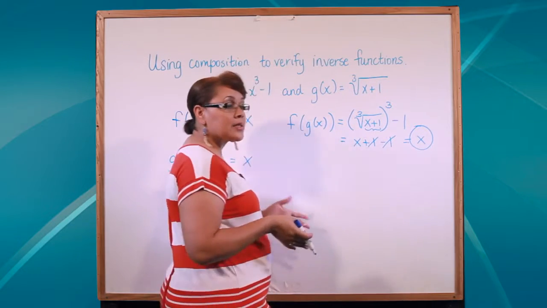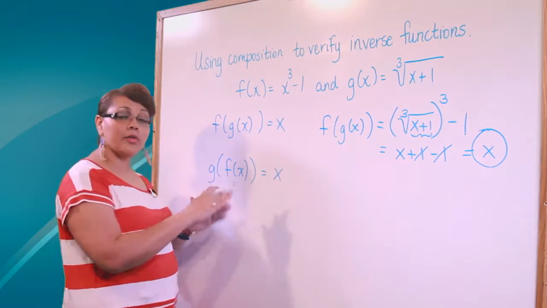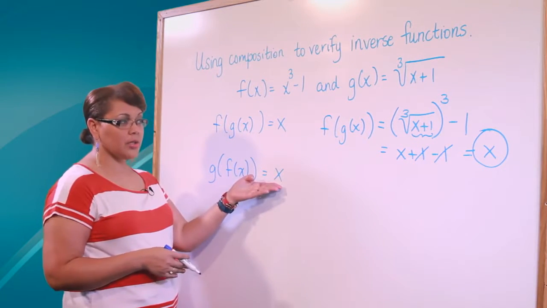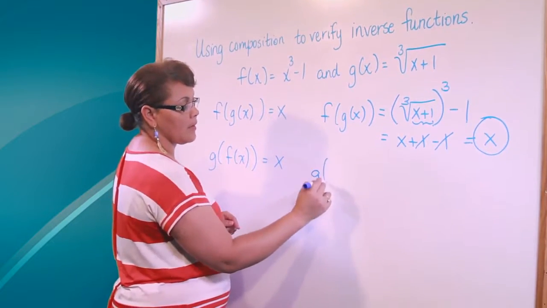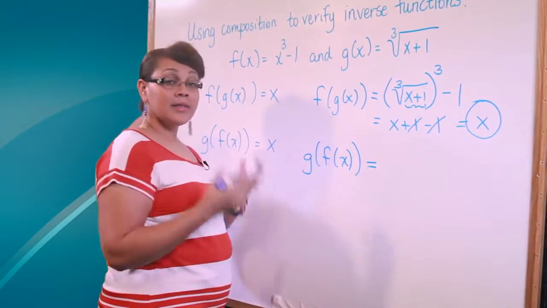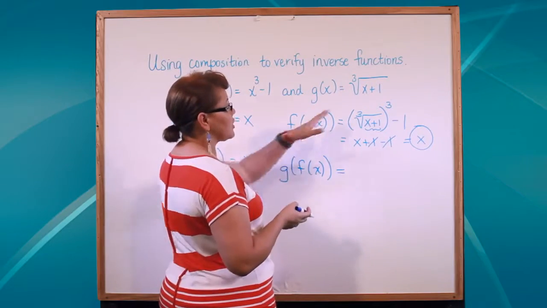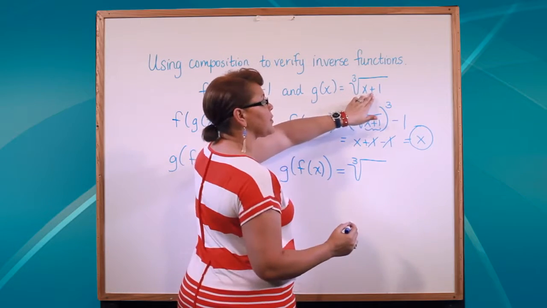And for this process to be complete, I need to show the same thing in the other direction, that my solution is x. So let's go the other direction. We're going to find g of f of x. So we start by saying, what is g's function? g's function is the cube root of x plus 1.